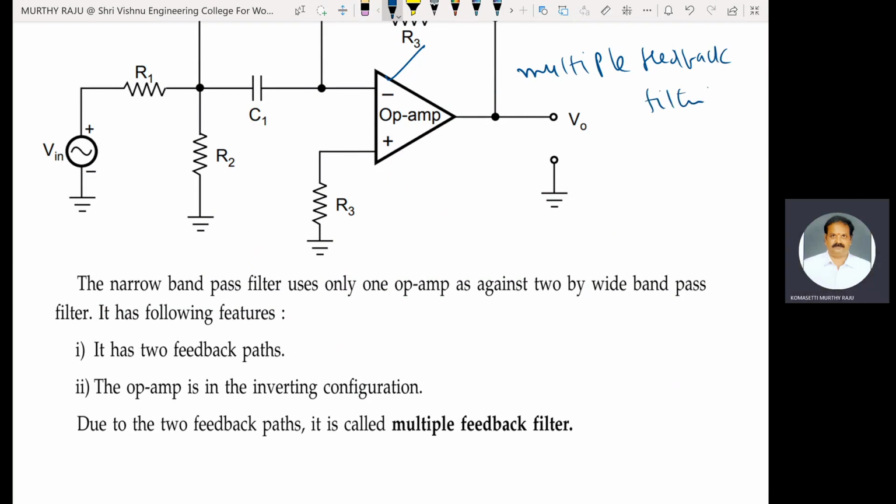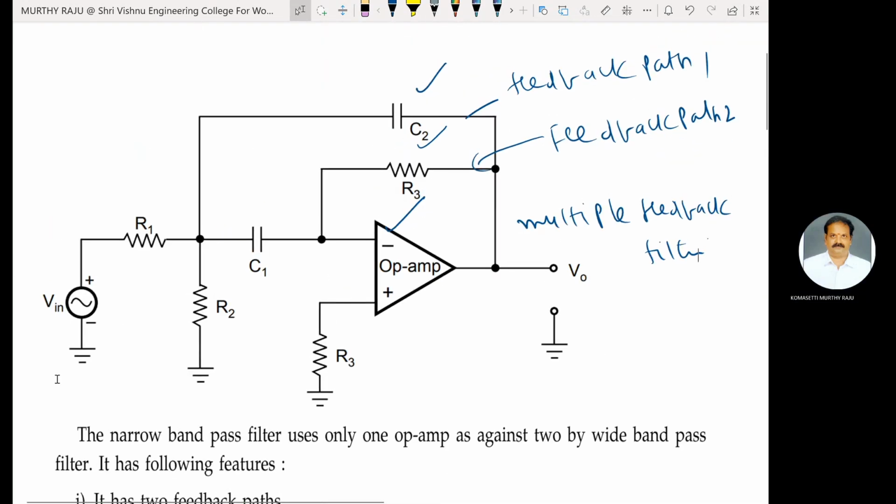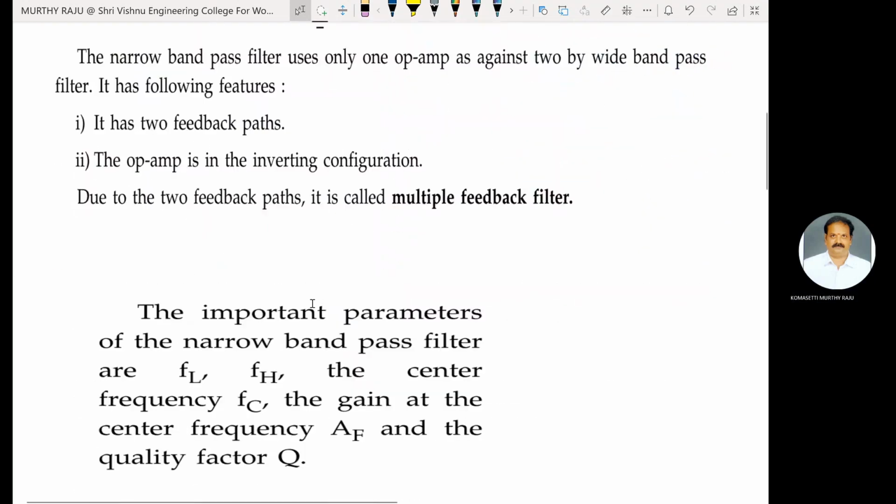This is the description of that narrow band pass filter. Instead of two op-amps, in this filter we use only one op-amp. It is called a multiple feedback filter, as two feedback paths are used here. The op-amp is in inverting configuration, that means Vin is connected to the inverting terminal of the op-amp.